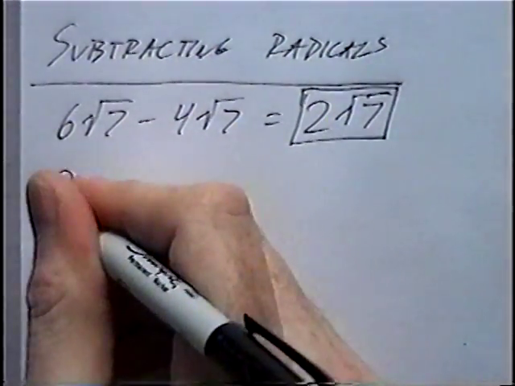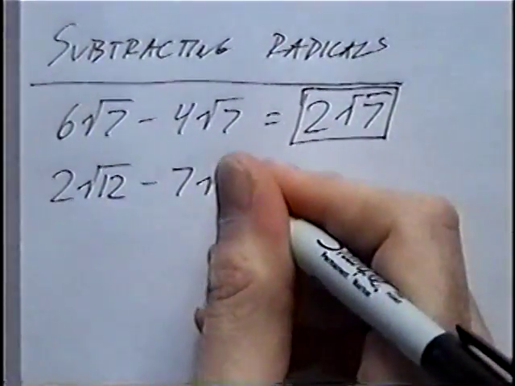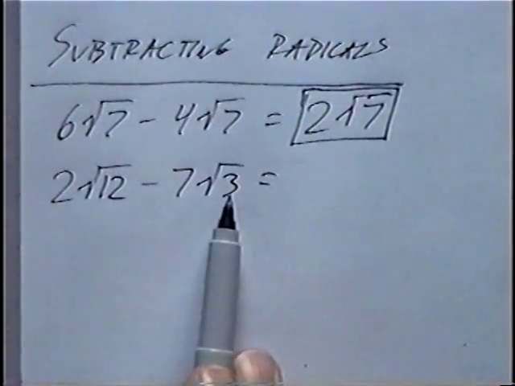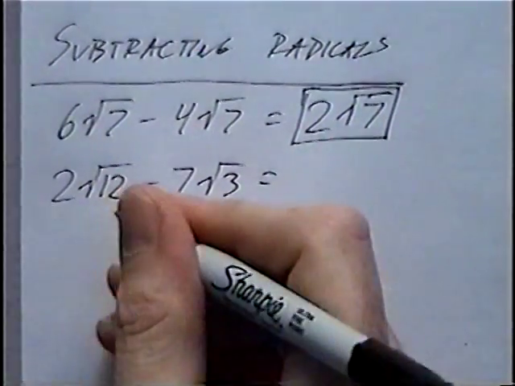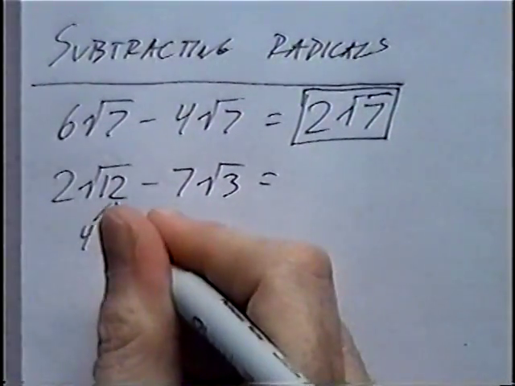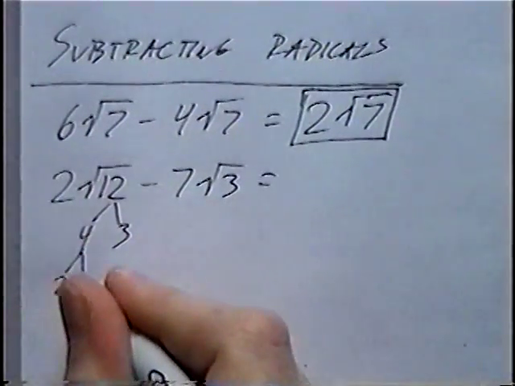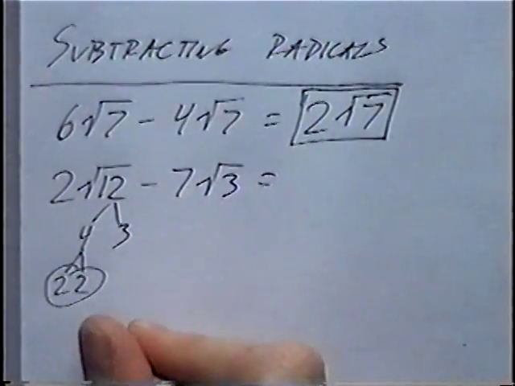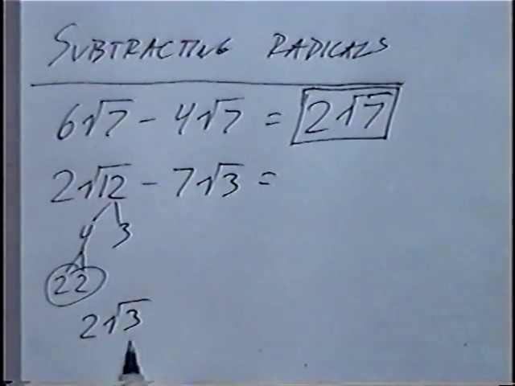Second question is 2 radical 12 minus 7 radical 3. Again, before we subtract radicals, the radical number must be exactly the same. In this case, we have a 12 and a 3. So you want to factor whichever one we can. The 12, for example, we can factor that to 4 times 3, and the 4 we can factor to 2 times 2. So radical 12, we'd have a pair of 2's, and the 3 left over would go on the inside. It would be 2 radical 3.